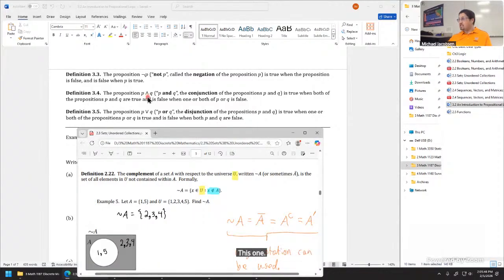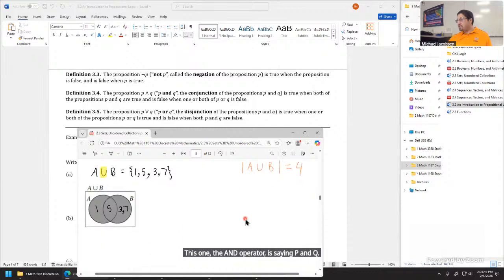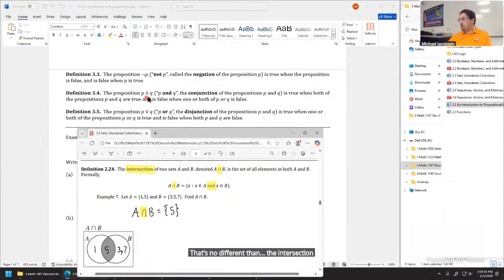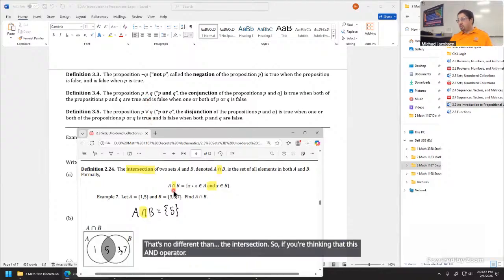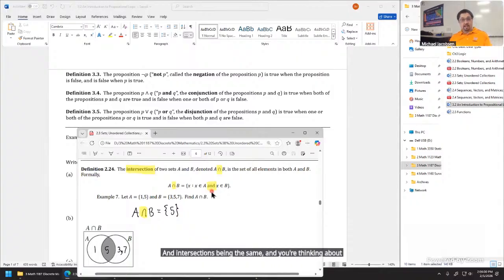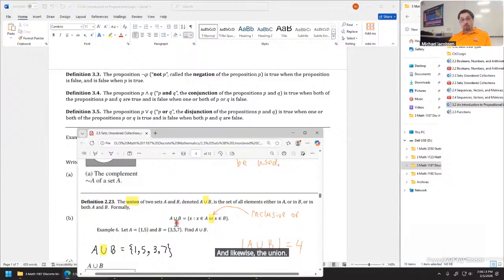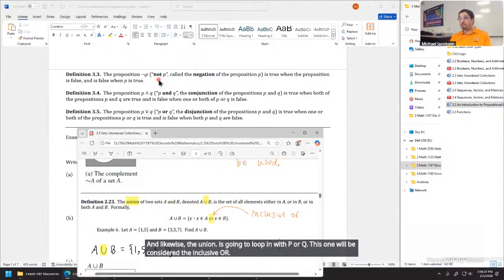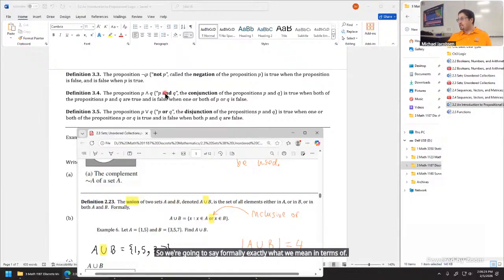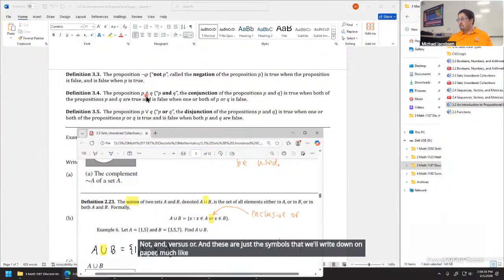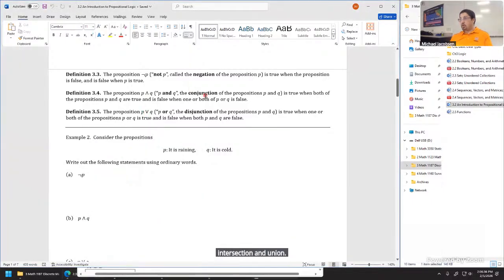This one, the and operator, is saying P and Q. That's no different than the intersection. So if you're thinking of this and operator and intersection as being the same, and you're thinking of a logical and, it all ties in exactly the same way. So A intersect B means x is in the set A, and it's in the set B. So that's going to loop in with P and Q. And likewise, the union is going to loop in with P or Q. This one will be considered the inclusive or. So we're going to say formally exactly what we mean in terms of not, and, versus or. And these are just the symbols that we'll write down on paper, much like the complement, intersection, and union. So that's a humongous analogy.